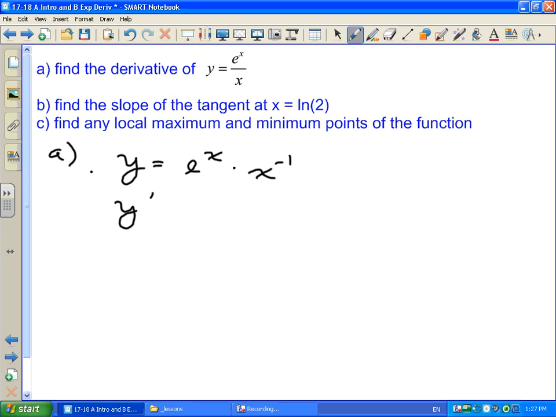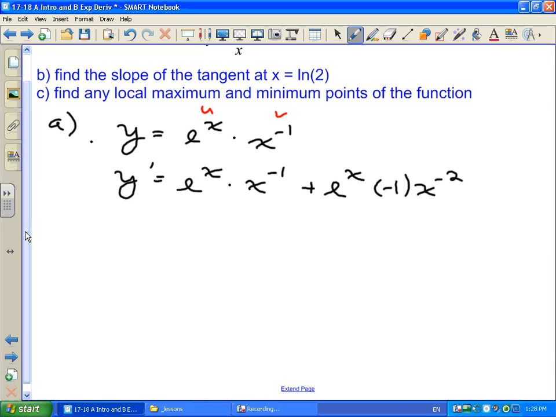So our derivative is going to become, well, let's see. Product rule, we've got u and we've got v. So we want the derivative of u times v plus u times the derivative of v. Derivative of u, e to the x, is just e to the x. So e to the x times x to the negative 1 plus u, again, e to the x, times the derivative of v. Derivative of v, we're going to bring down the negative 1 to have negative 1 x to the negative 2.